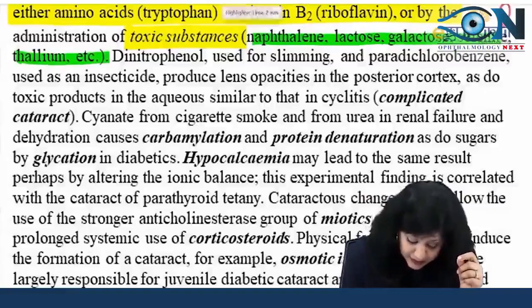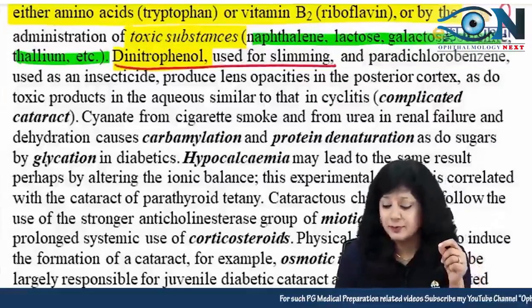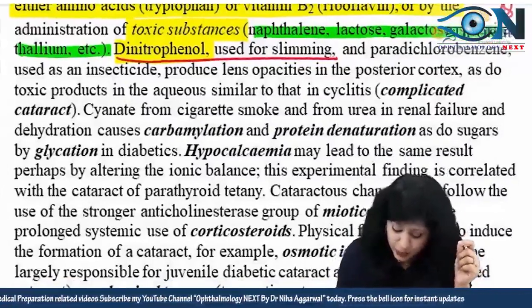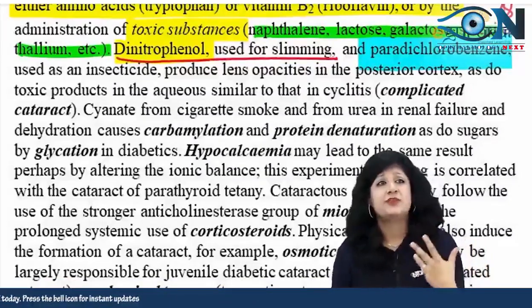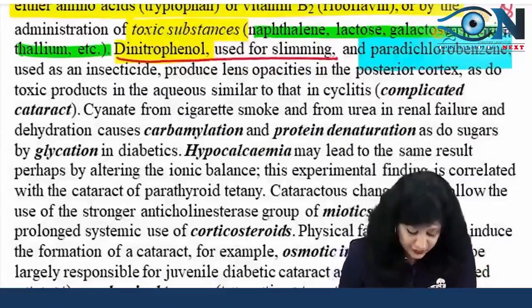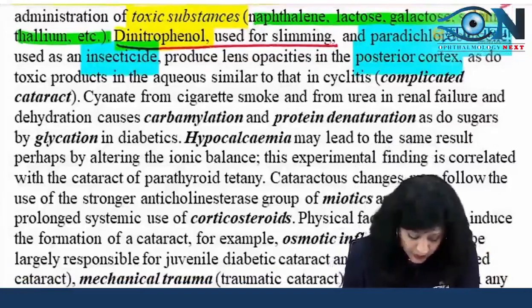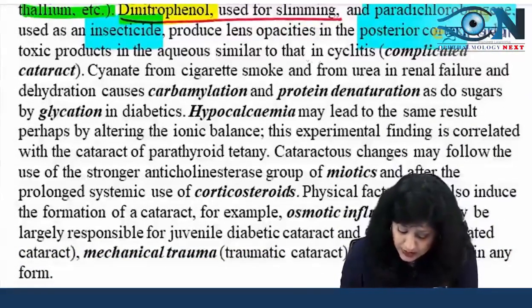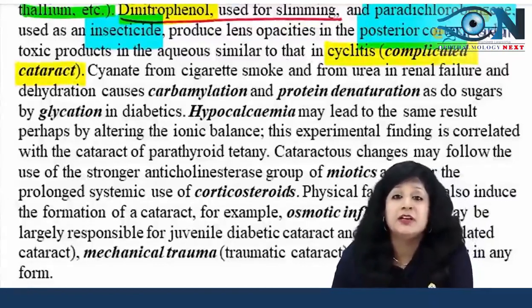Then a very important thing is dinitrophenol. Now dinitrophenol is recently being used for slimming, so these people also have more and more chances of cataract. Then you have paradichlorobenzene. So all these things which you are using artificially have actually increased the incidence of cataract. This is used as an insecticide, and produces a lens opacity in the posterior cortex. Then we have similar toxic products in the aqueous, as in cyclitis. So these are leading to the complicated cataract.